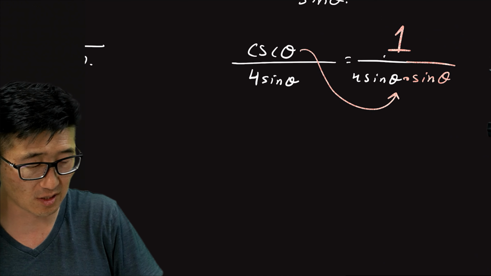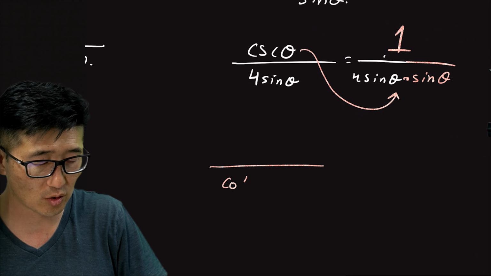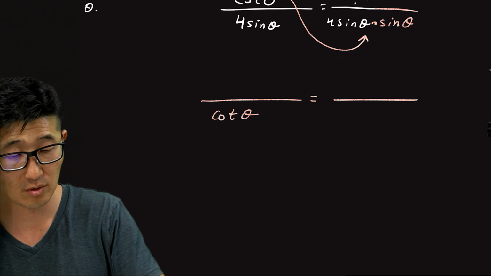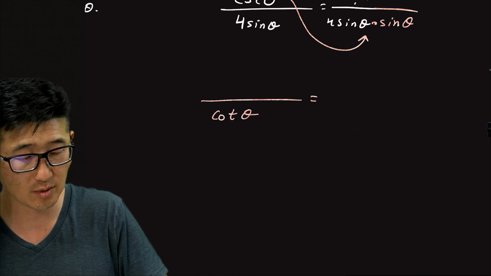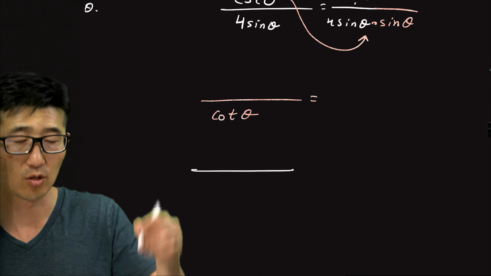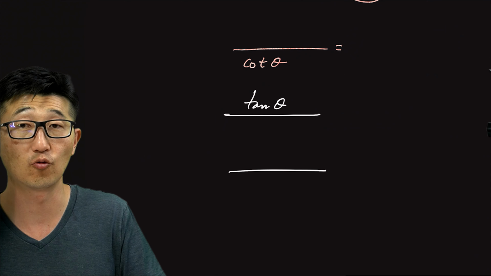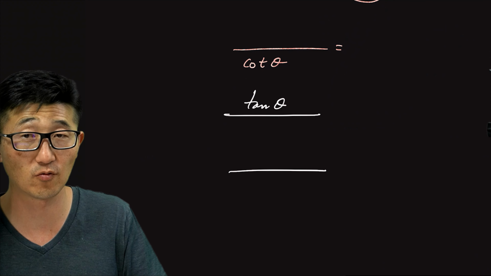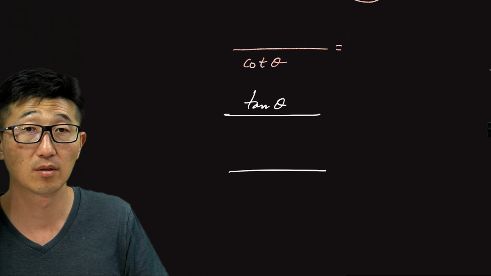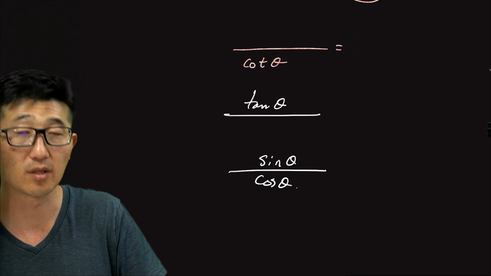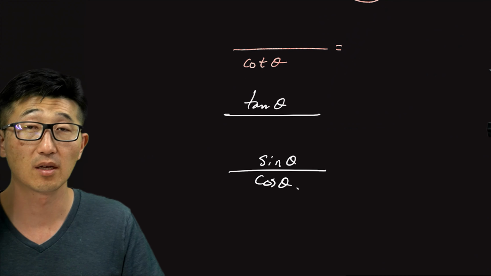So here, what about this? What if you had a cotangent theta? Can you move it to the top? Yeah, it'll become tangent theta. And then can you unpack it to a more basic form? So it'd be sine over cosine. Right, sine theta over cosine what? Theta. Okay, all right.